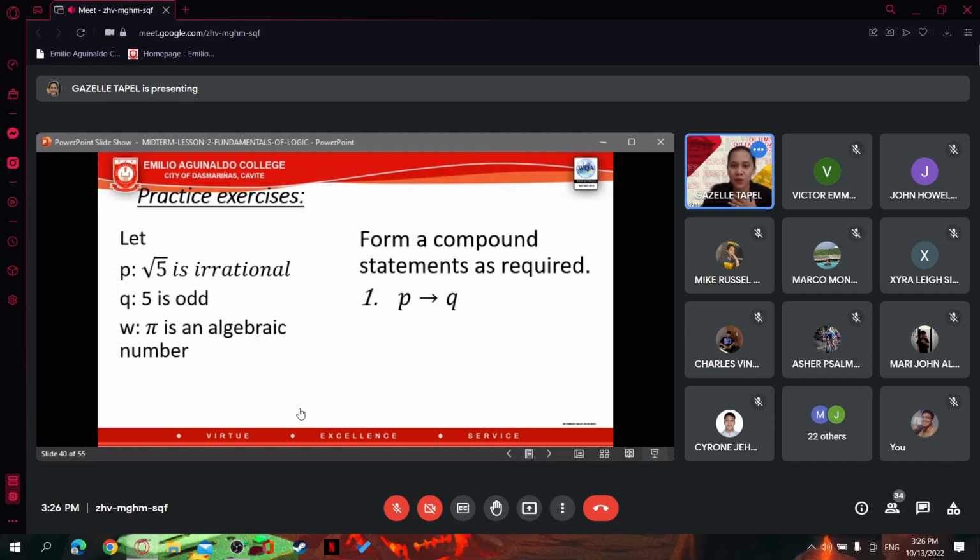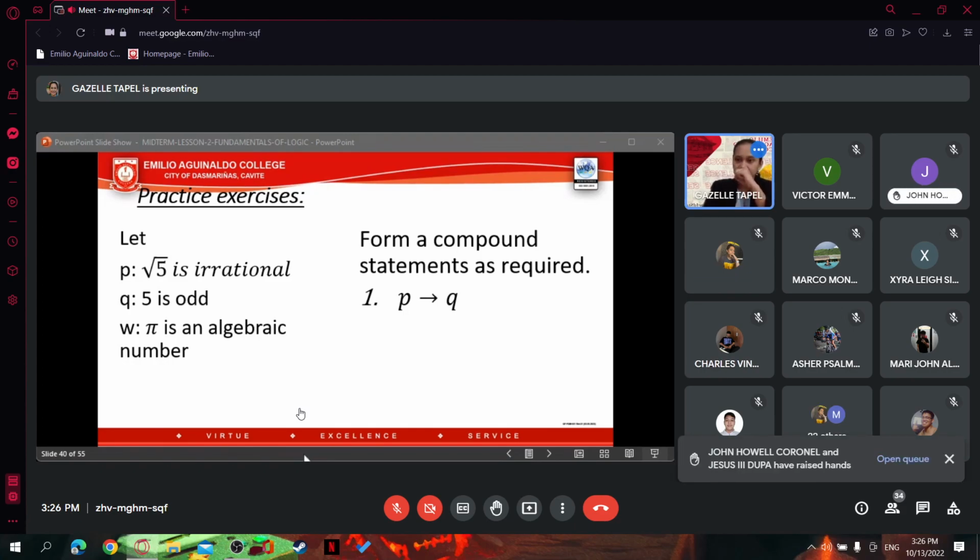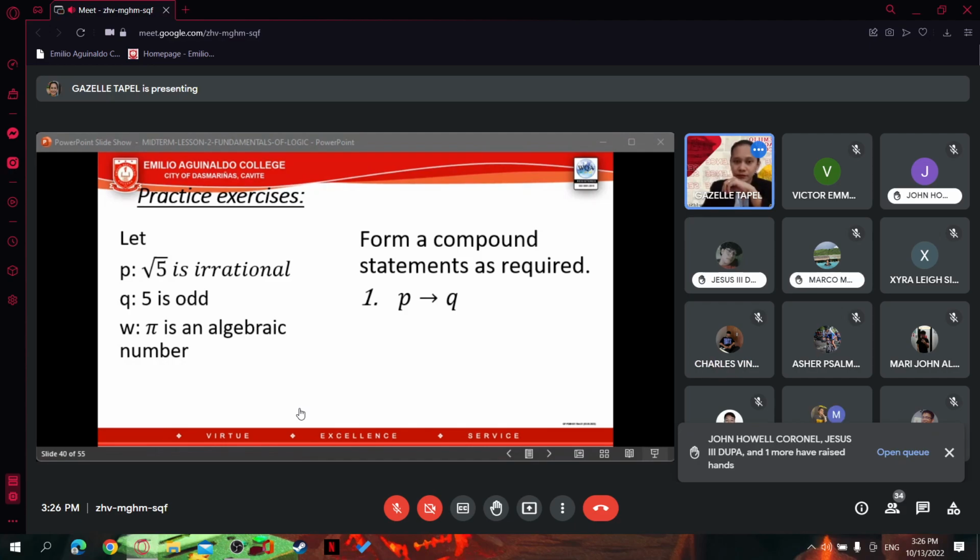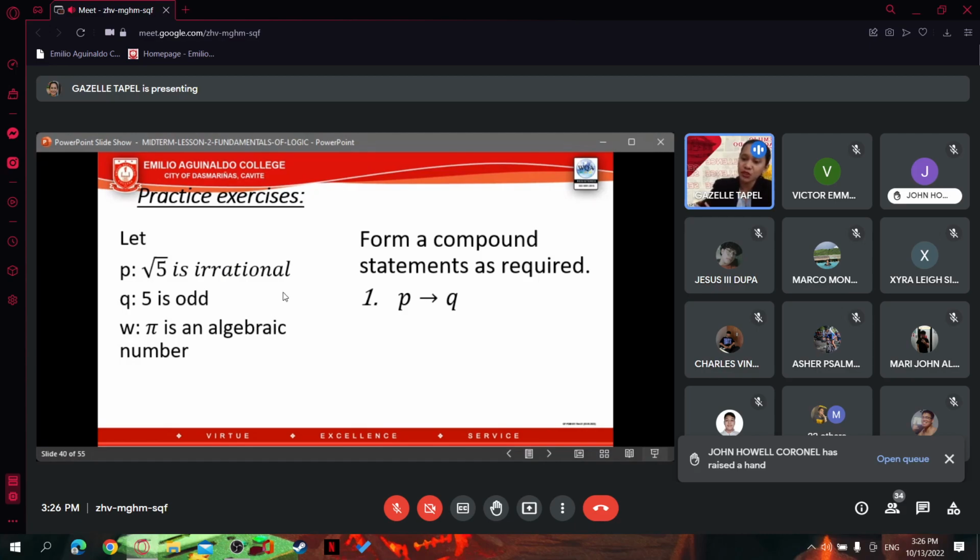Try this. Given ko yung mga logical connectives, kayo ang gagawa ng sarili yung compound statement. Number 1, if P, then Q. That is the given. If P, then Q. Who wants to try? Another hand? Okay, Jesus. If square root of 5 is irrational, then 5 is odd po. Very good. That is an example of conditional statement.